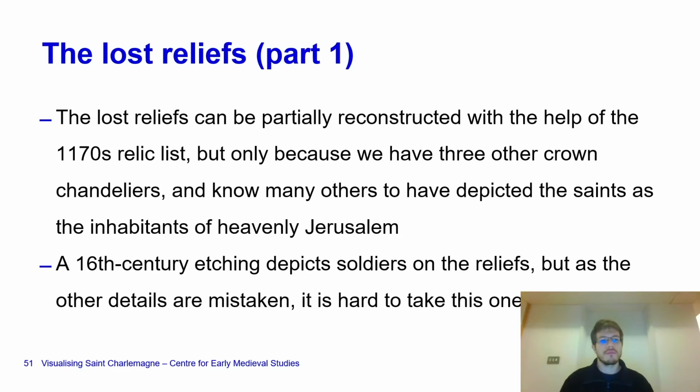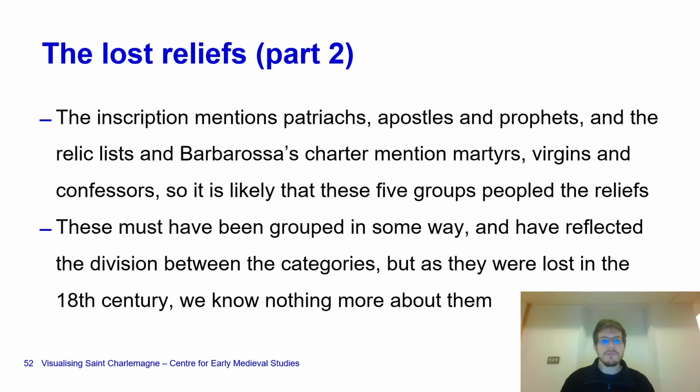A 16th century etching depicts soldiers on the reliefs, but as the other details are mistaken, such as the number of towers, it is hard to take this image seriously. The inscription mentions patriarchs, apostles, and prophets, and the relic lists in Barbarossa's charter mention martyrs, virgins, and confessors, so it is likely that these five groups peopled the reliefs. These must have been grouped in some way and have reflected a division between the categories, but as they were lost in the 18th century, we know nothing more about them. And there seems to be no source which mentions them either.